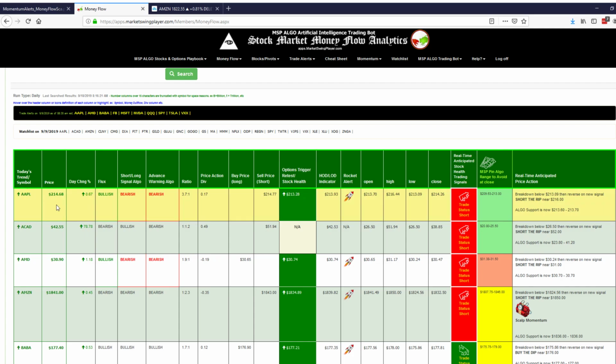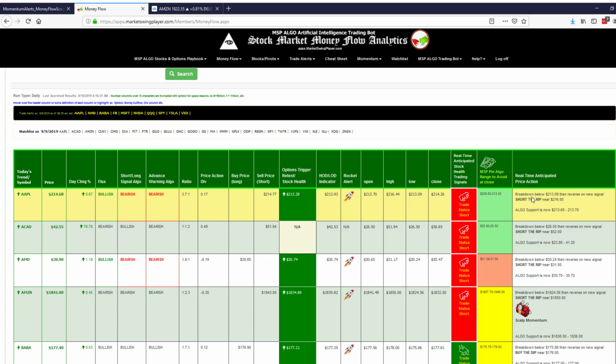And so we know we got the basic columns. We have the symbol, price, date change, flux or the money flow in out, and some algos here, buy sell price, trigger price, higher day, rocket alert, what the open, high, low, close is, and so forth for that day. In real time, we have the real time anticipated trading signals, which change throughout the day. This is the pin algo, and we also have the real-time anticipated price action, which is a new column.